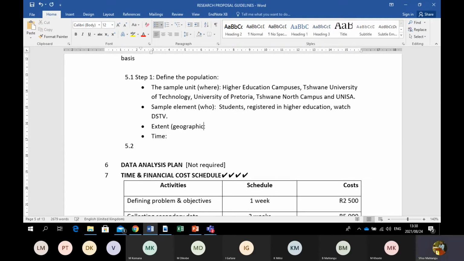So the date here is about, remember, the sampling plan is about data collection. It's asking you when you are going to collect data. So all the answers we include here are about data collection. We're going to go to Tshwane University of Technology, to UP. We're going to look at registered students in higher education, and ask them to complete a questionnaire. And then the geographic area, the extent: they said it must be the City of Tshwane. We try to move from specific to general, so the City of Tshwane is in Gauteng and that is in South Africa.